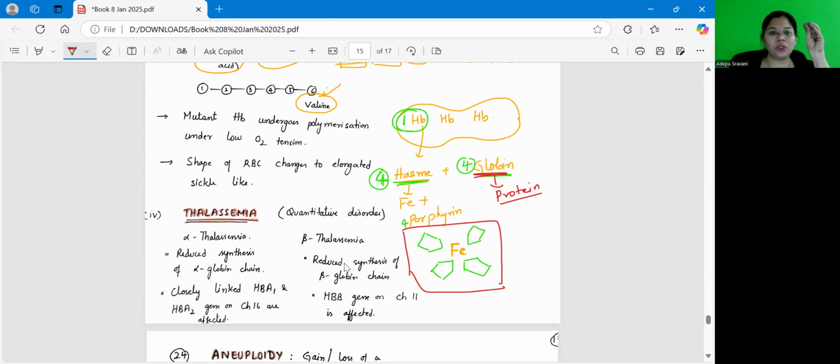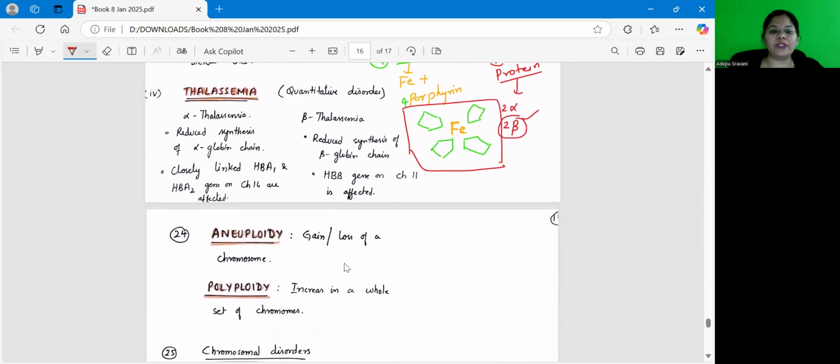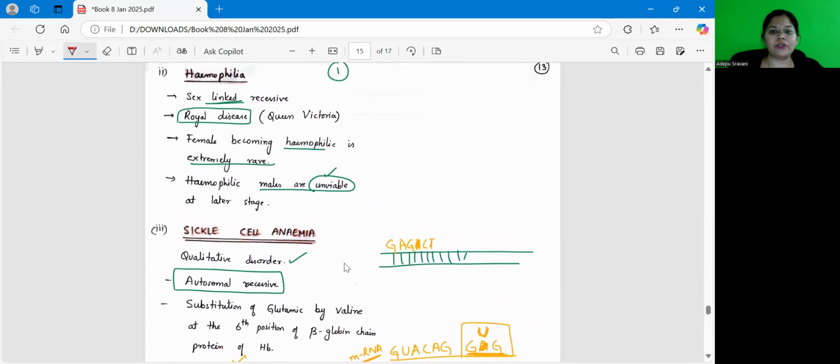Clear? And this globin is of 2 types. What are they? We have alpha globin and beta globin. So, out of 4 globin chains, we have 2 alpha and 2 beta. Clear? Now, which globin chain is being affected in sickle cell anemia? It is the beta chains of the globin. Please remember that.